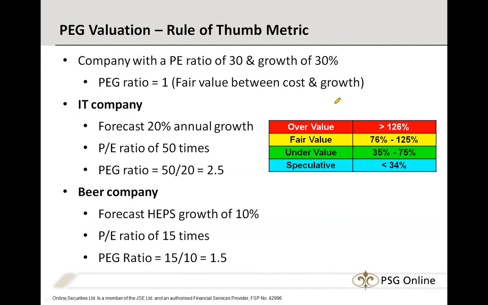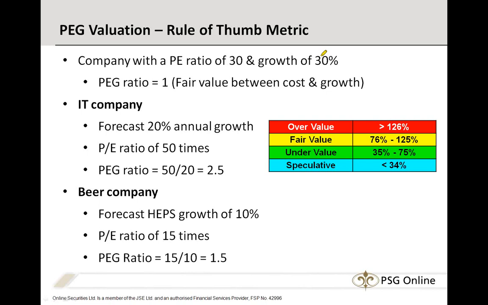Here's an example of two companies. Remember, we want to go for companies that are trading on a PEG of close to 1. Okay, that will be fair value. The company's growing with a PE of 30 and a growth of 30%. That's how we get a PEG ratio of 1. So ideally, anything below that will be considered cheap, anything above that will be considered expensive. So it's a trade-off between cost and growth.